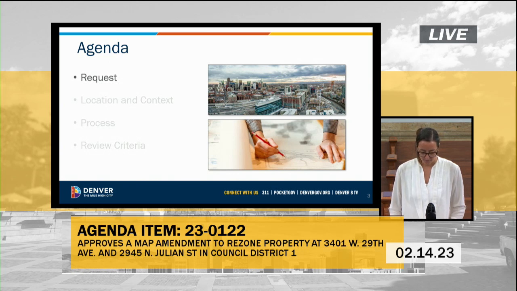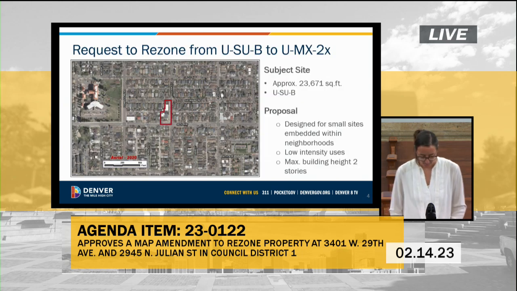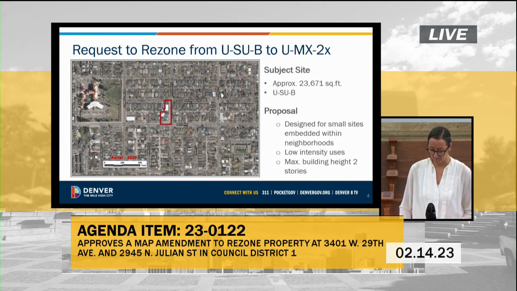The property at 3401, here it is on the map. The property at 3401 West 29th Avenue is occupied by a one-story building built in 1924 as a church. The property on 2945 North Julian Street was built as a one-story mid-century church in 1955. Both buildings are contributing structures in the Allen M. Ghost Historic Landmark District, which means there are significant protections in place to preserve the existing structures. The applicant is requesting the rezoning to facilitate the redevelopment of the properties that is consistent with the recommendations of the adopted plans.